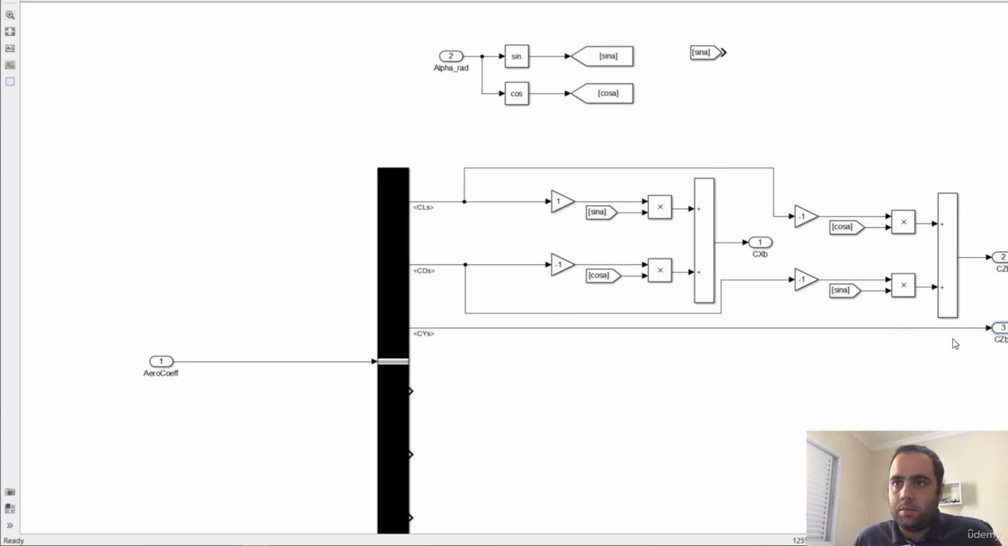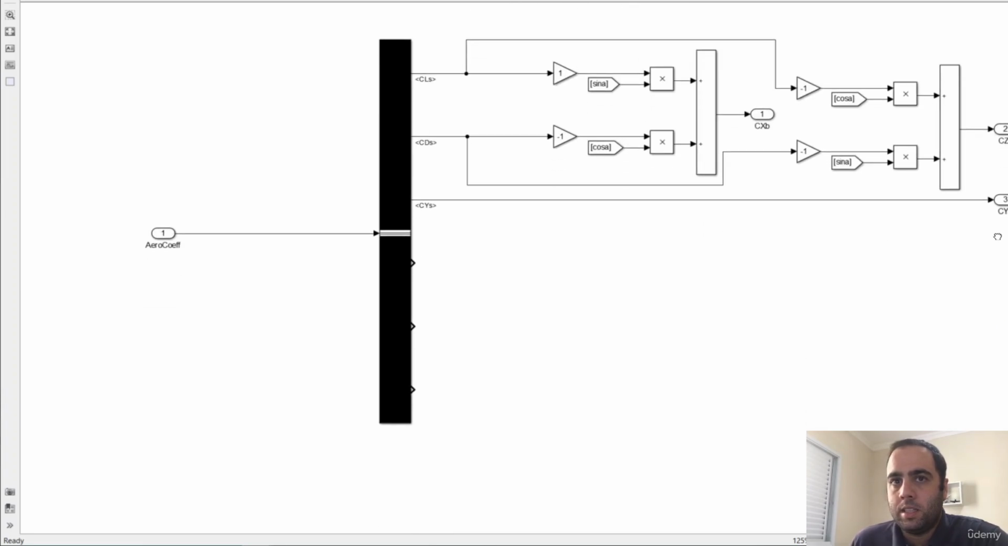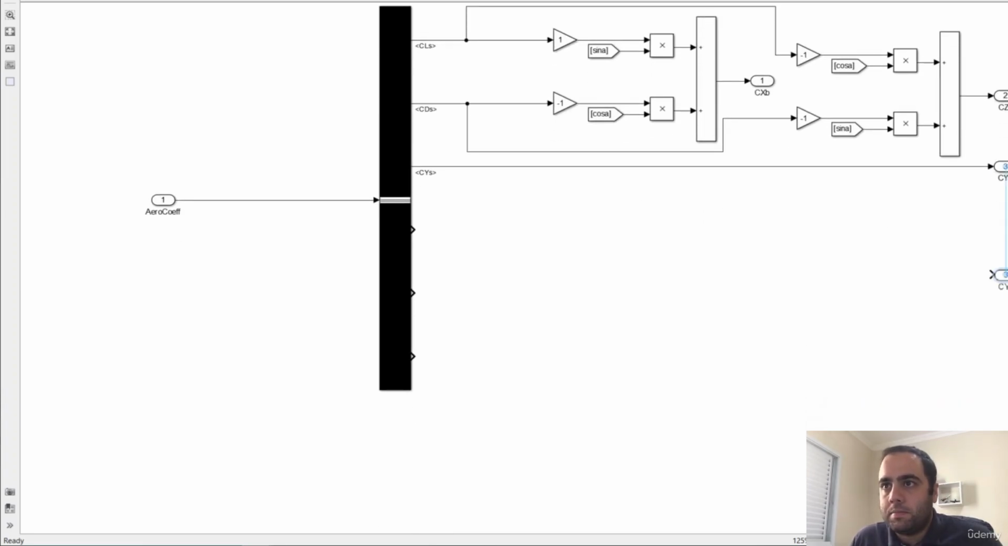So the CY body is just the same as the CY stability. CY body here, the same. And we also know that the moment coefficient is also the same. So each moment coefficient Cm is equal to Cm body. And I will have to do a similar calculation for the CL and the Cn. So let's get these guys here.